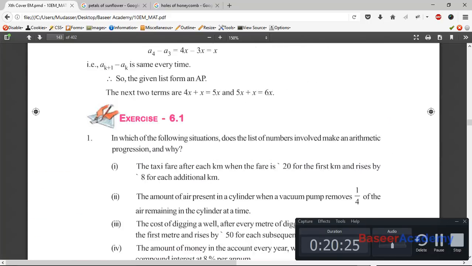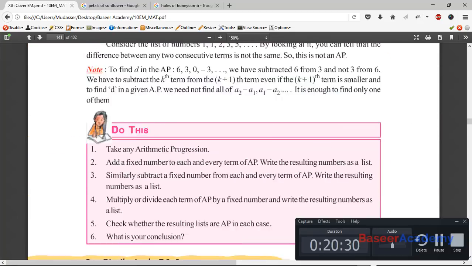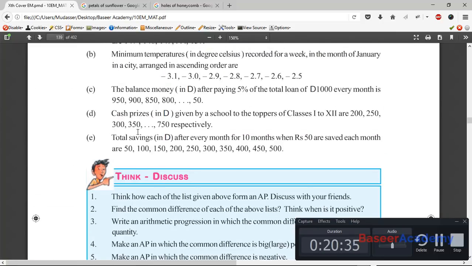Let me show you an example of a finite arithmetic progression. Let's say I'm looking at EBIT here. Total savings after every month for 10 months when rupees 50 are saved each month are 50, 100, 150, and so on till 500. This list, 50, 100, 150, 200, 250, 300, 350, 400, 450, 500, is a finite arithmetic progression.